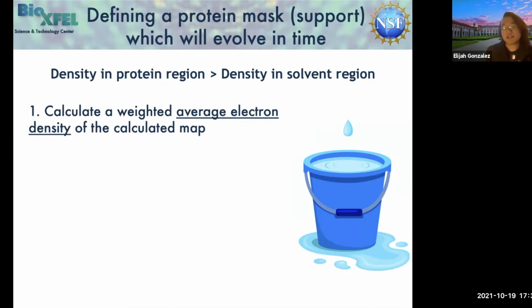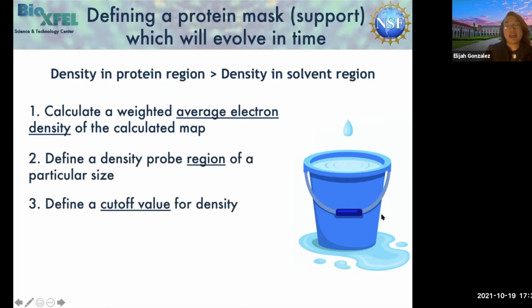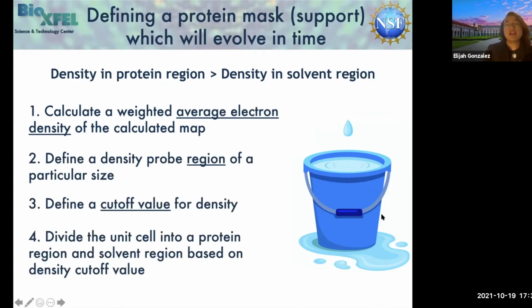And so our leak is basically a protein, and the liquid you're collecting would be the density. And so in scientific vocabulary, we're defining a density probe region of a particular size. We're also defining a cutoff value for this density. And then based on the density of each voxel and its nearest neighbors, we're dividing the unit cell into a protein region and a solvent region based on this density cutoff value.